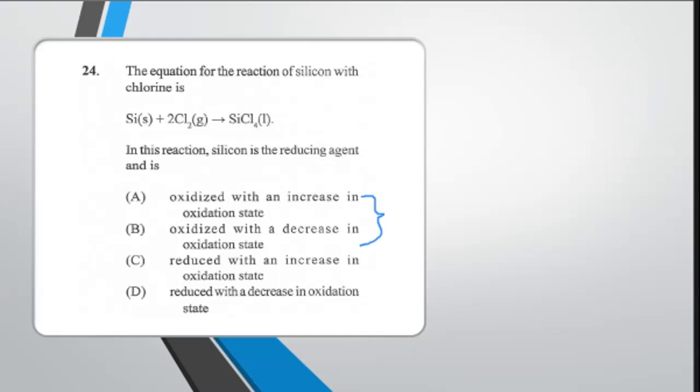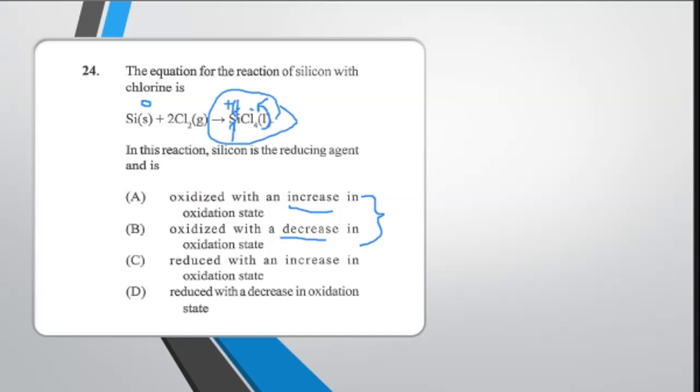So we're checking to see whether it is with an increase in oxidation number or a decrease in oxidation number. Silicon here has no oxidation number, but silicon on this side is going to have an oxidation number of +4. The reason is that chlorine is -1, and -1 multiplied by 4 is -4. So to balance it off, you need silicon to be +4 for this compound to equal 0. So it has an increase in the oxidation number.